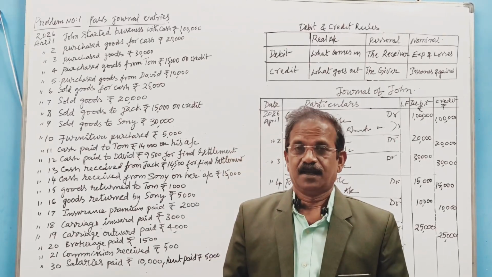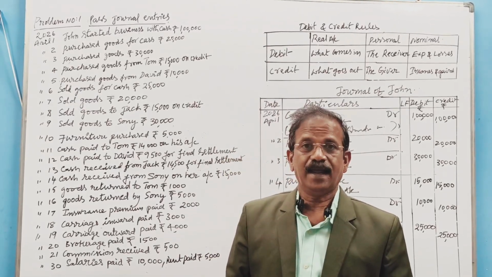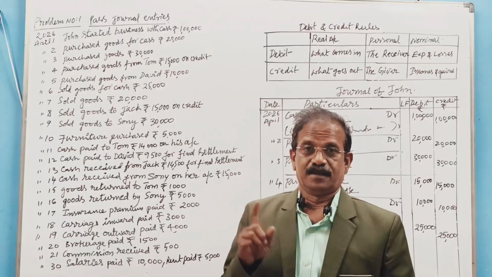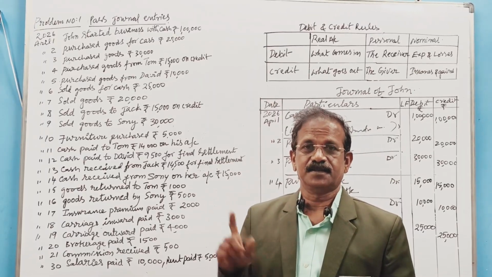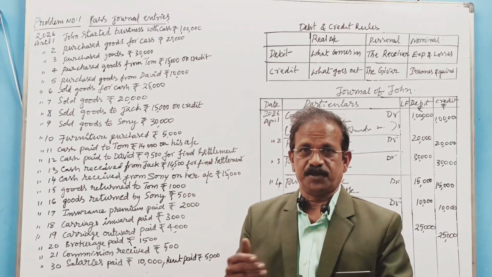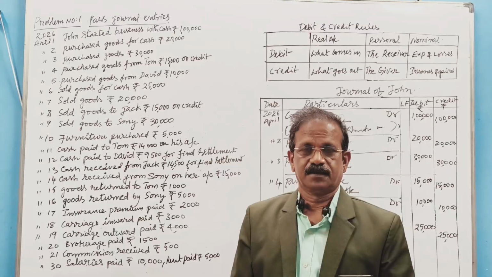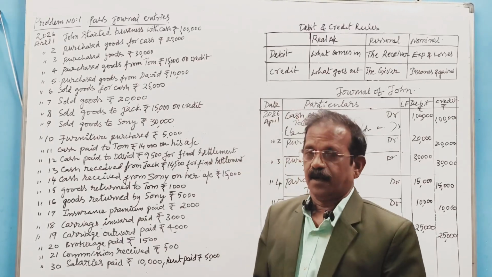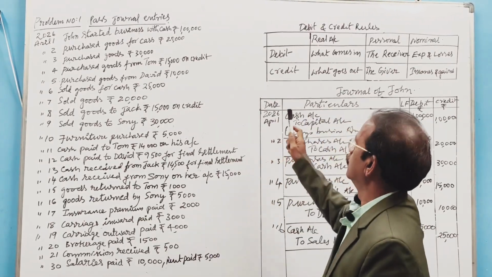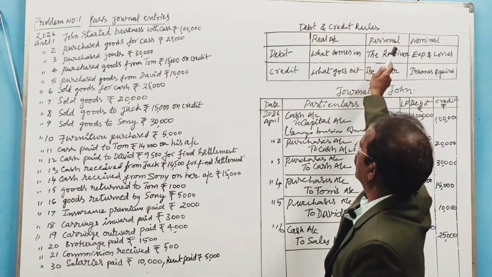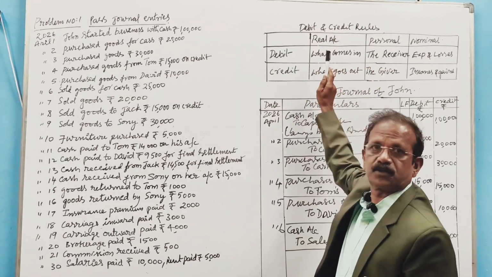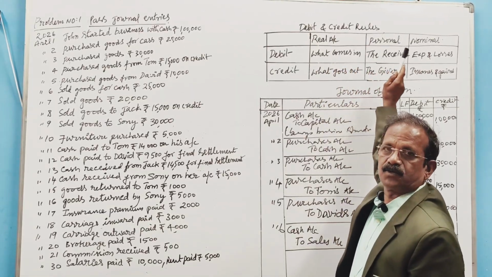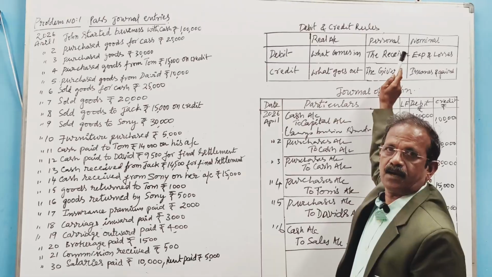Hi guys, in this video I'd like to explain journal entries. This is the first problem with different examples. I think you have already known about debit and credit rules: real account rule, personal account rule, nominal account rule.